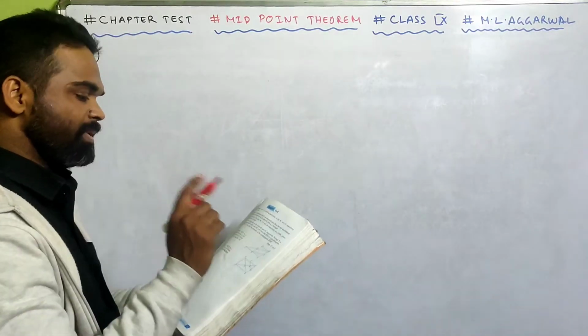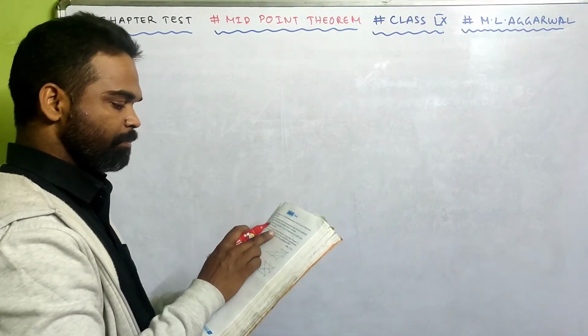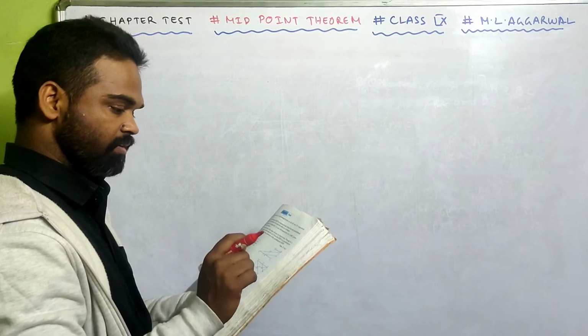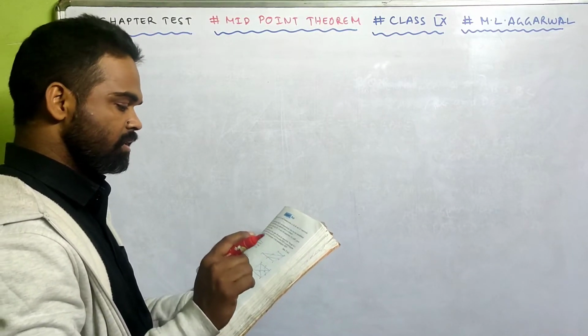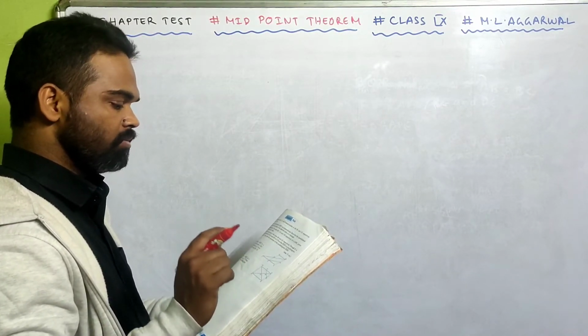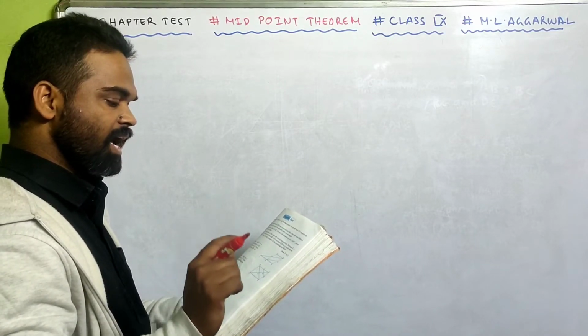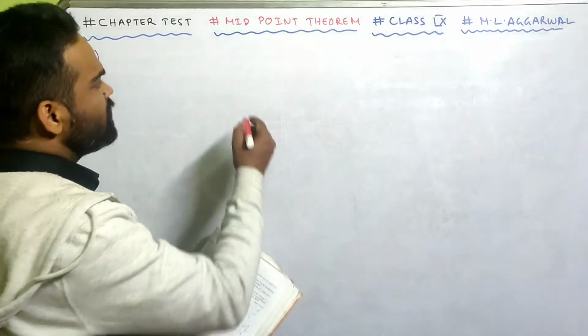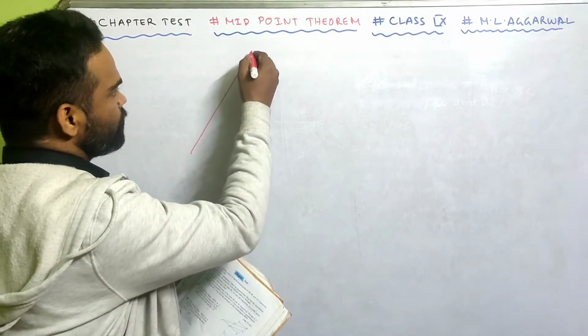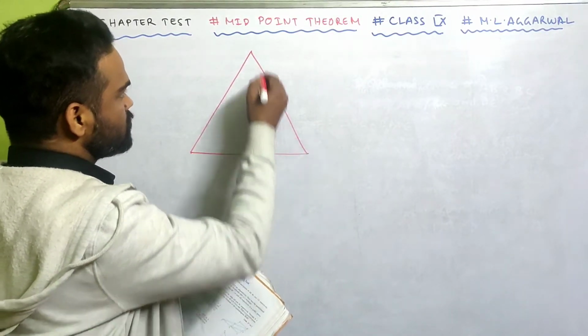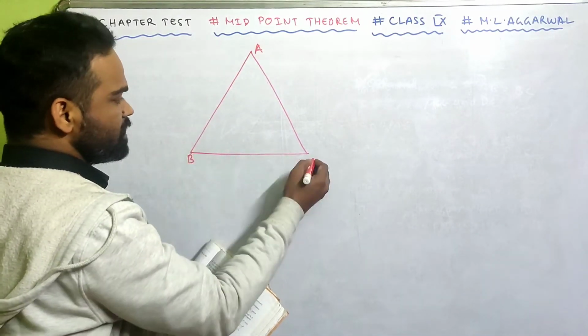In triangle ABC, D and E are midpoints of the sides AB and AC respectively. Through E, a straight line is drawn parallel to AB to meet BC at F. Let us draw the diagram. Suppose this is your A, B, C.